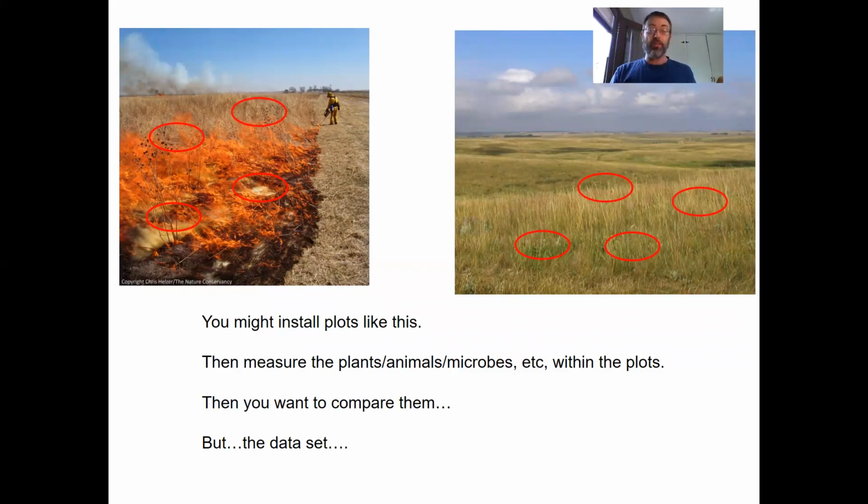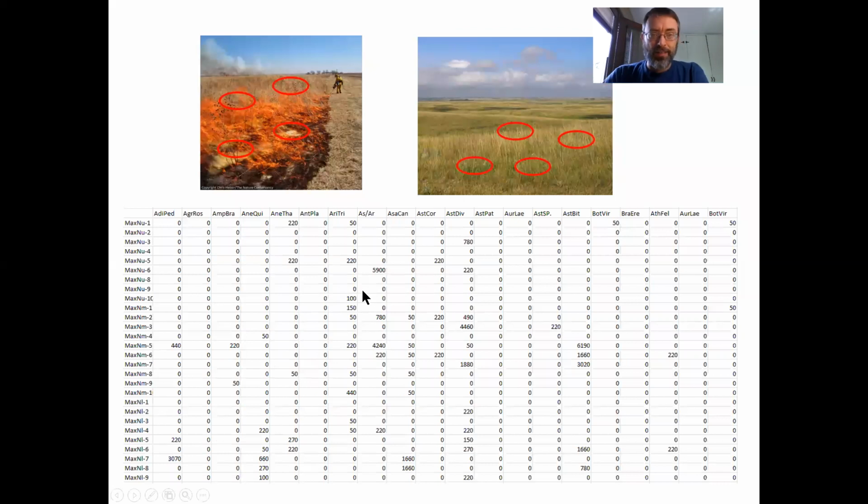But then all of a sudden you've got this huge data set. And you're like, well, I just want to know whether fire changes the ecology or not. But the species are the response variable, and there's a lot of species. So then you compare them, but the data set looks like this. This is not easy to compare one to the next. Okay. So what are you going to do?